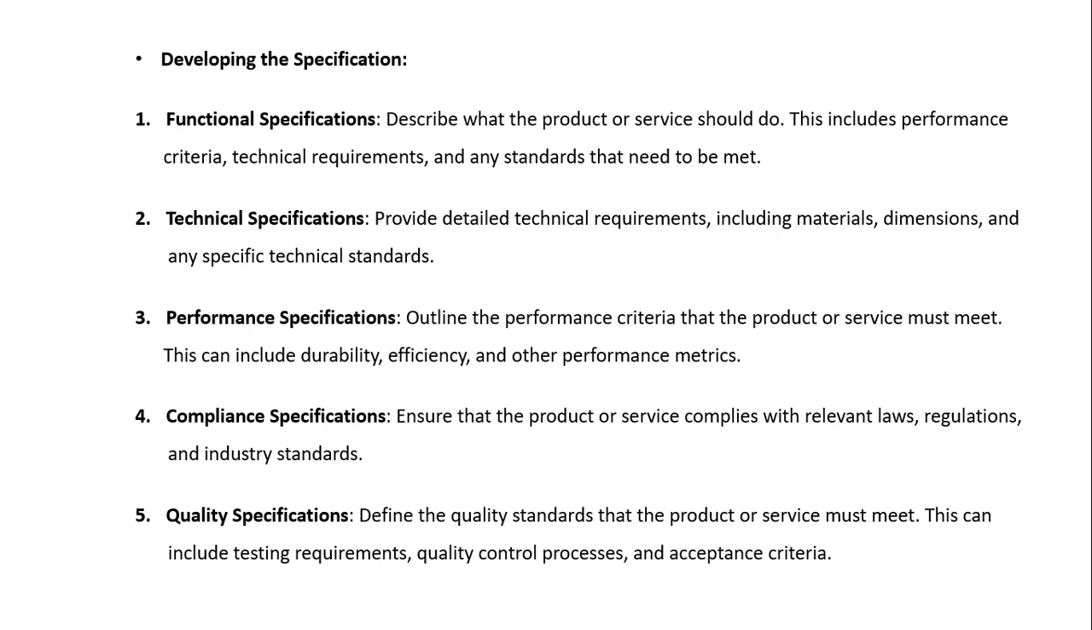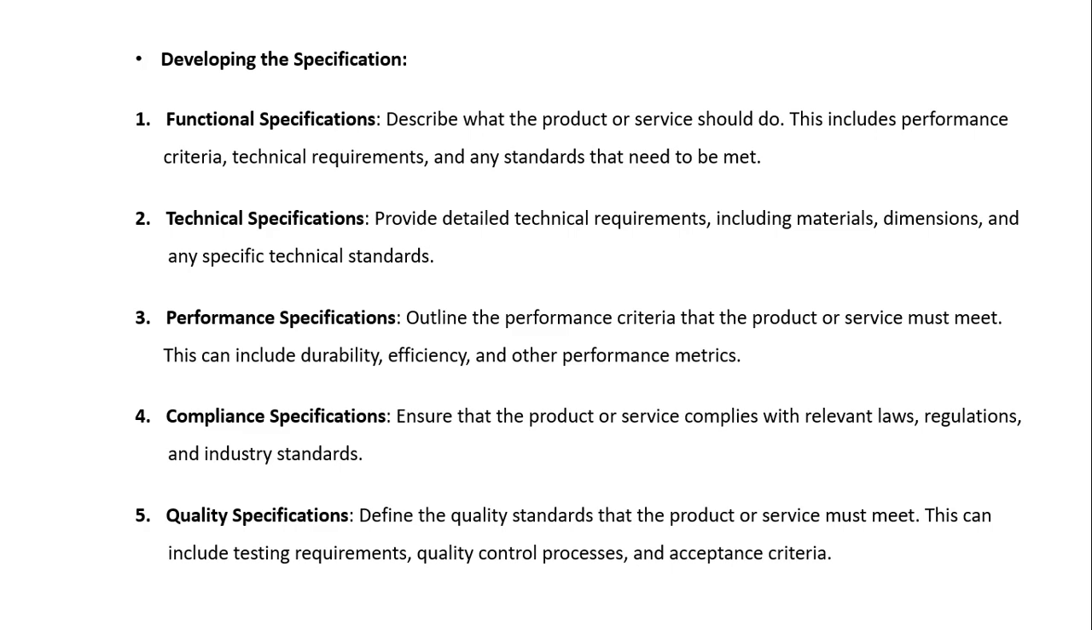Developing the specification. 1. Functional specifications. Describe what the product or service should do. This includes performance criteria, technical requirements, and any standards that need to be met. 2. Technical specifications. Provide detailed technical requirements, including materials, dimensions, and any specific technical standards. 3. Performance specifications. Outline the performance criteria that the product or service must meet. This can include durability, efficiency, and other performance metrics.